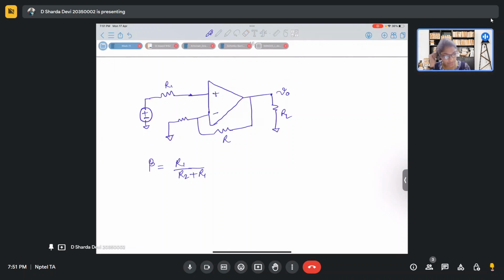Oh, RF is R2 and this is R1. Okay, this is it. I don't know how they got there. What is the doubt? I don't know how they got the expression. Okay, how they got this expression of beta? That is the concern.